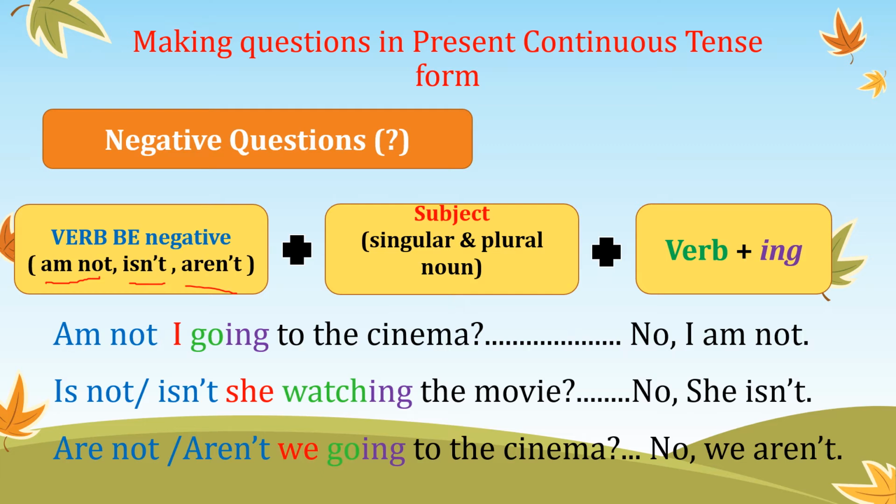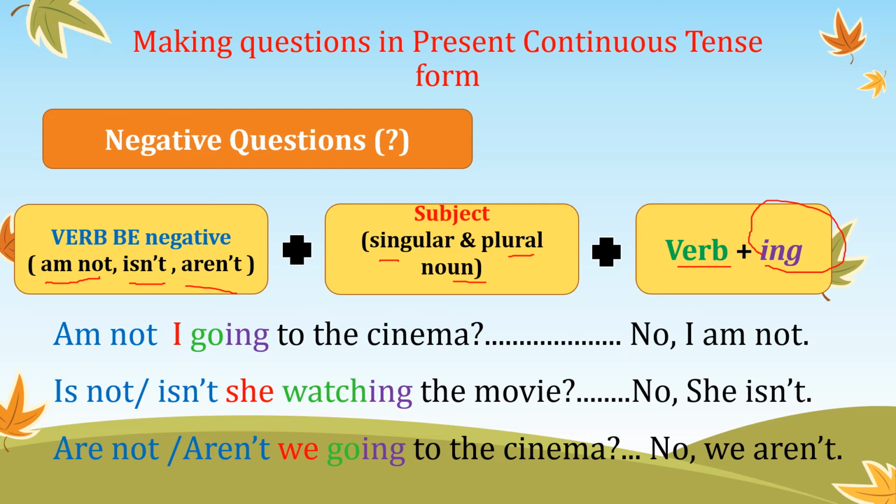Okay, it's very simple. We have been doing this. I believe you know about this. And then followed by the subject, singular, plural noun, Ali, Siti, Amira, the children, the cats, and then the next one is verb ing. Right. So when we see this structure, definitely we can make questions.